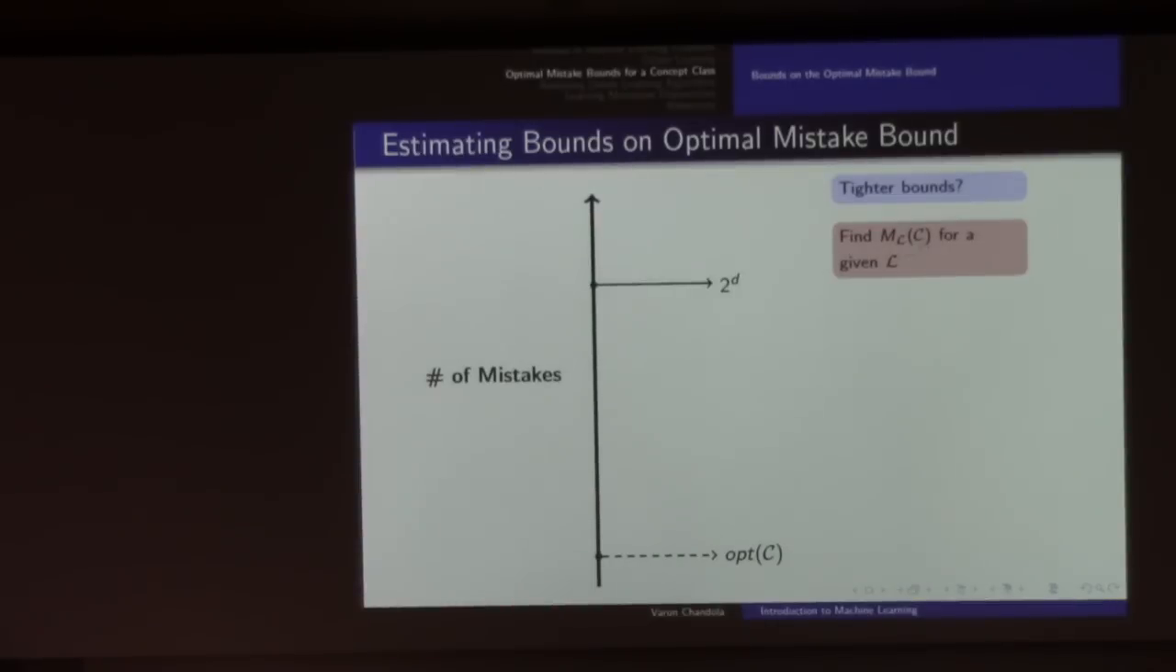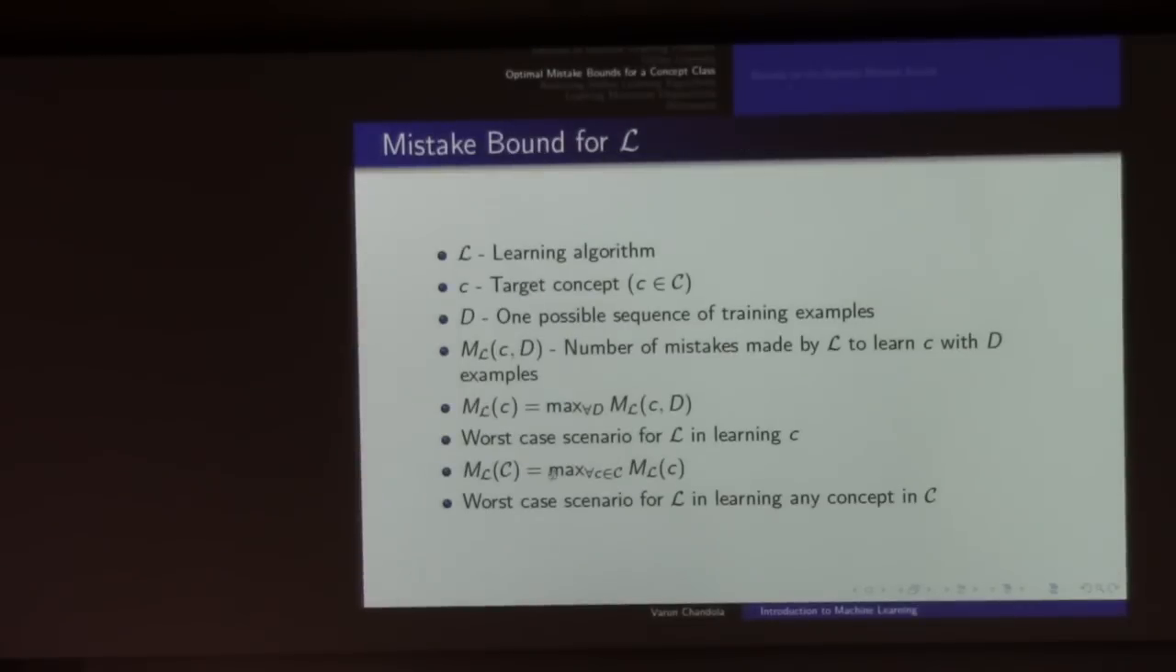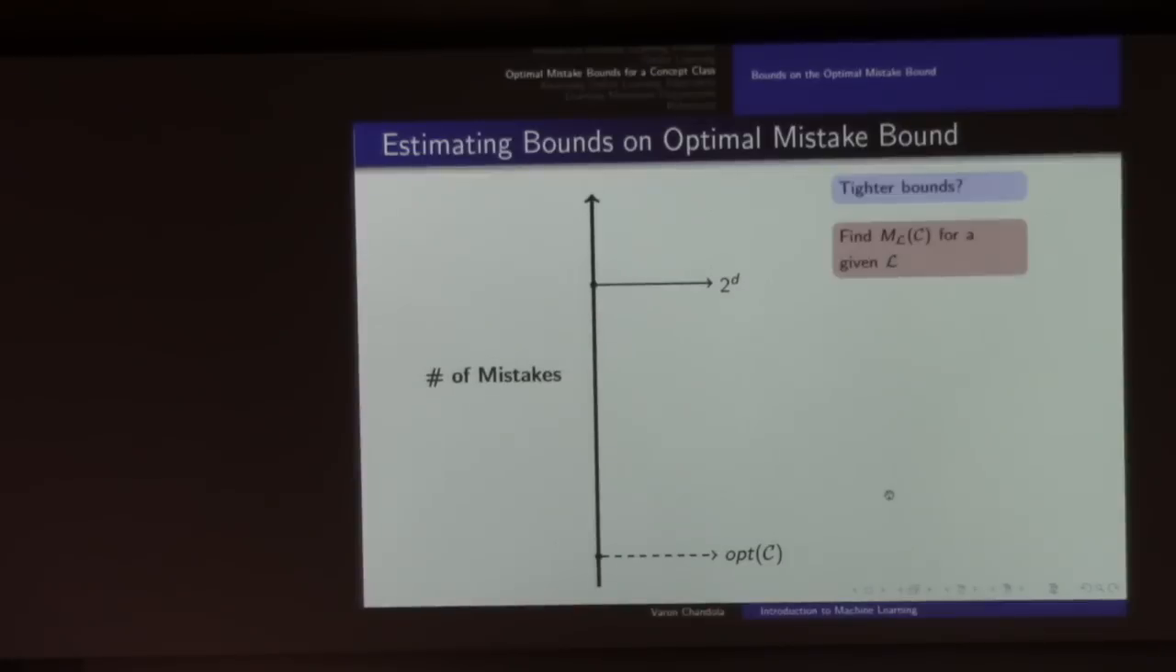So the way to do it is we try to find one algorithm, some L, and compute ML of C. Remember, ML of C is the worst case scenario for L in learning any concept in C. So if you can compute that, then you know that if there is a better algorithm, it would be lower than that. So now you're setting bounds on it. That is the trick to set these bounds. Any questions so far? That's a very important concept, especially if you are going to work in theoretical machine learning or analysis of such algorithms. This is a very key step there.